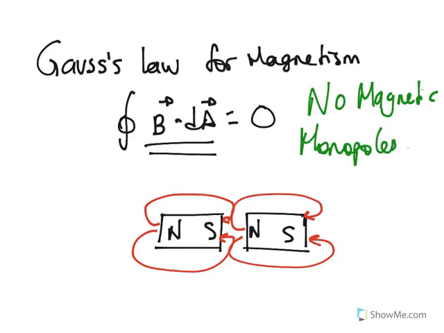So in that sense, Gauss's law for magnetism will state this truth. There are no magnetic monopoles. All the flux that goes out from one pole enters into another pole.